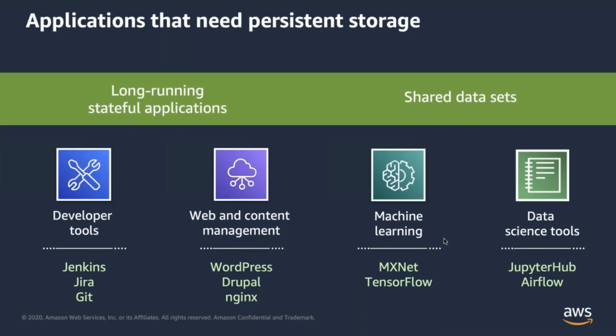Now, some examples of that, particularly in the container space where you could be modernizing an existing application that you're running, are developer tools. So tools like Jenkins, Jira, even Git have a need for persistence because you want to make sure that your CI/CD files or your bug reports or your source code are resilient to anything that happens in your compute infrastructure.